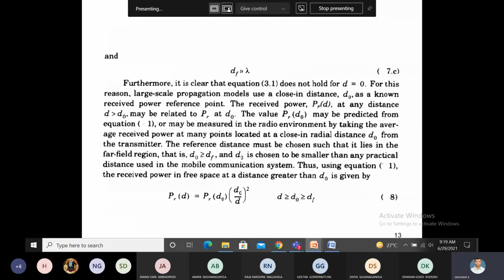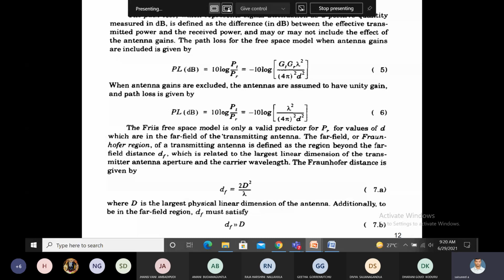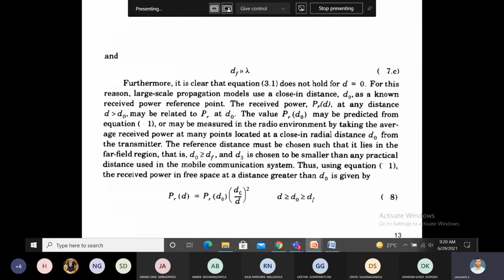Additionally, the Fraunhofer distance must satisfy dF is greater than capital D and dF is greater than lambda. Now we are calculating the free space equation whenever D is greater than D naught. Here, what is meant by D and what is meant by D naught? Small d is nothing but the distance between the transmitter and receiver. Suppose we assume that it is equal to 1 kilometer.